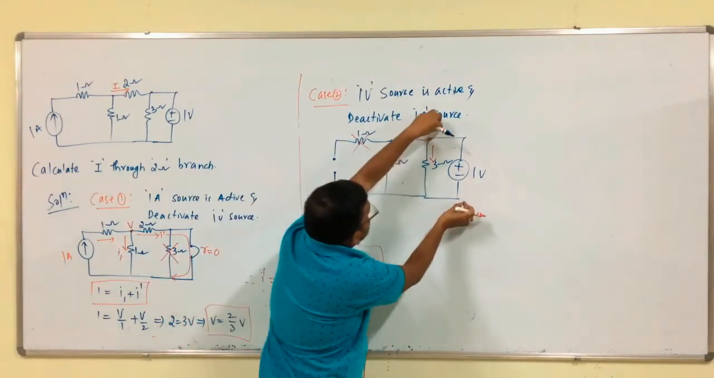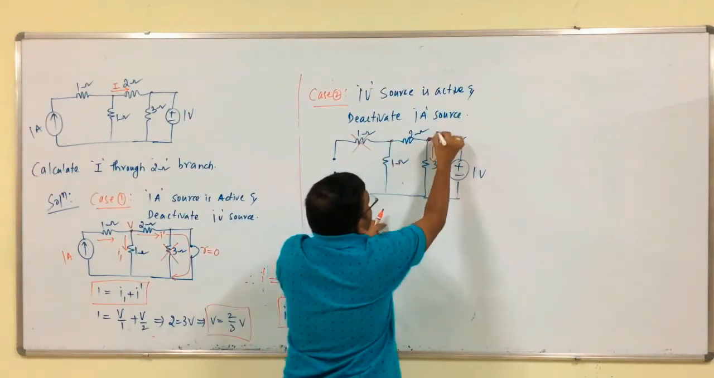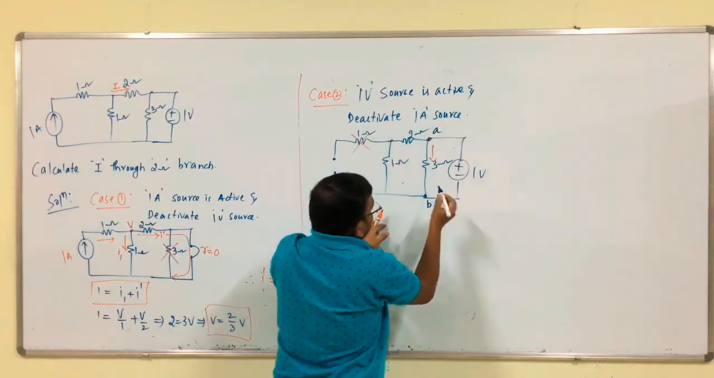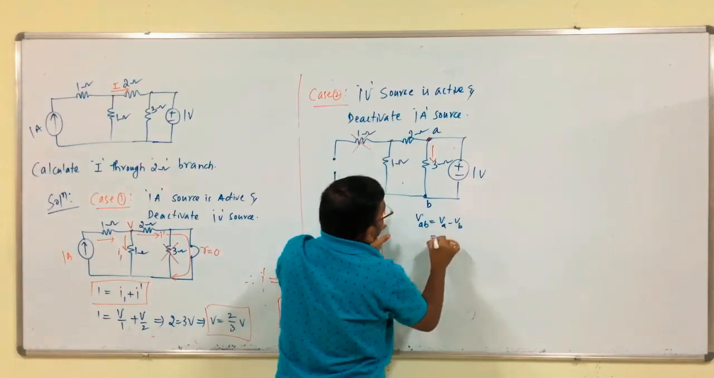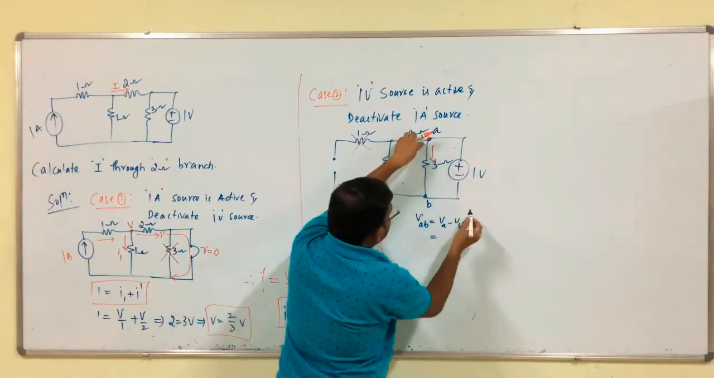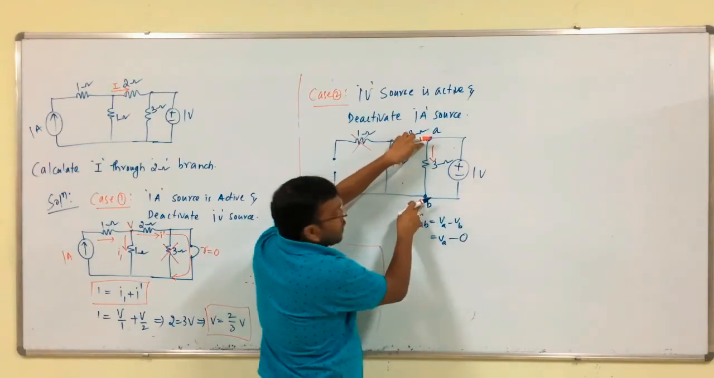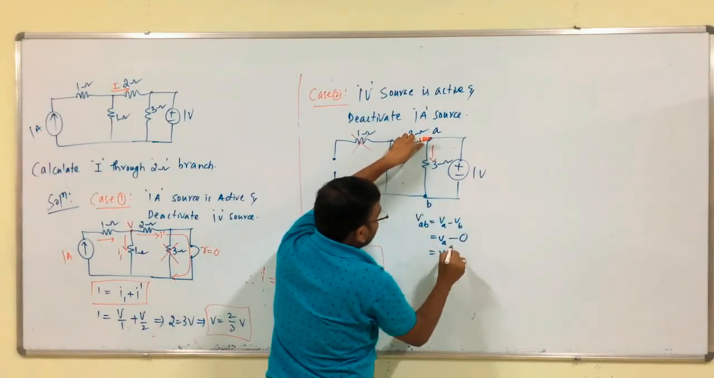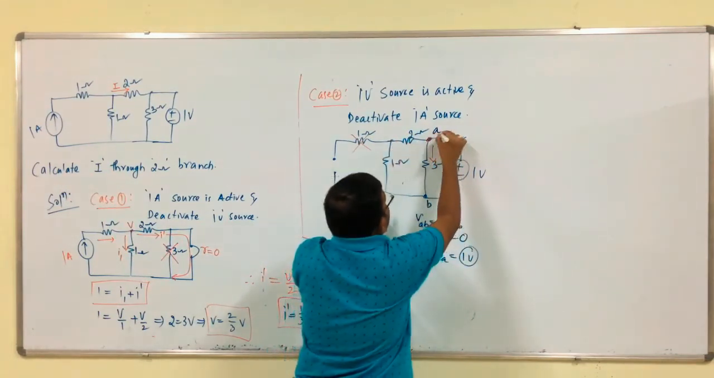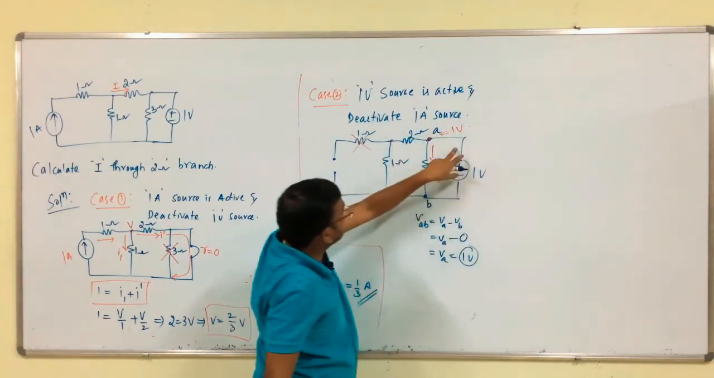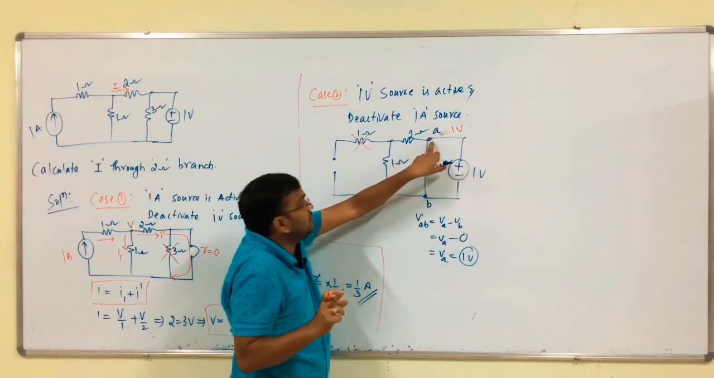This voltage source is connected across this branch, means what? For example, this is A, this is B. So, VAB is nothing but VA minus VB, which is equal to, here VA is some voltage, but what about VB? 0, because it is connected to earth, which is equal to V, which is equal to 1 volt. So, this is the value of the voltage.